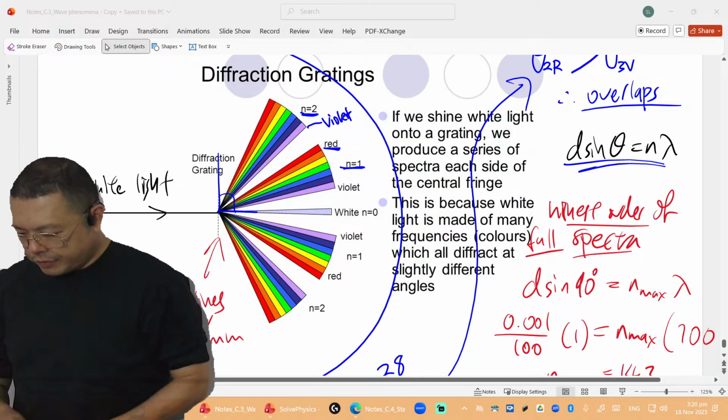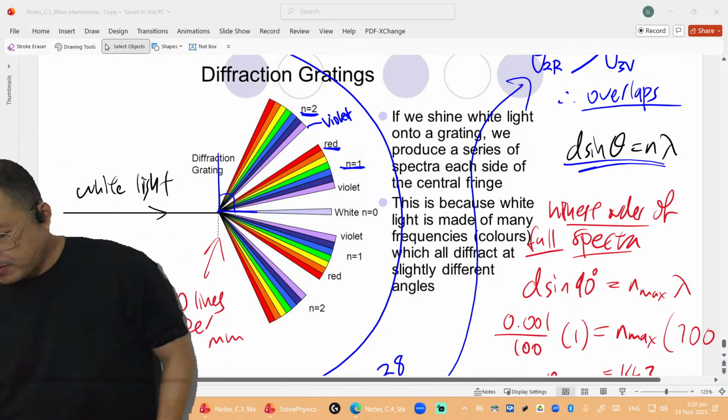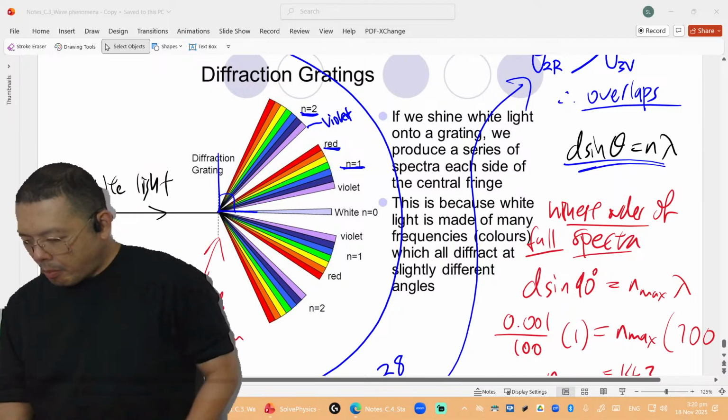Yeah, for the SLs, if you want to use anything to do with diffraction grating, yeah, you can. I mean, yeah, it'll be a good idea.